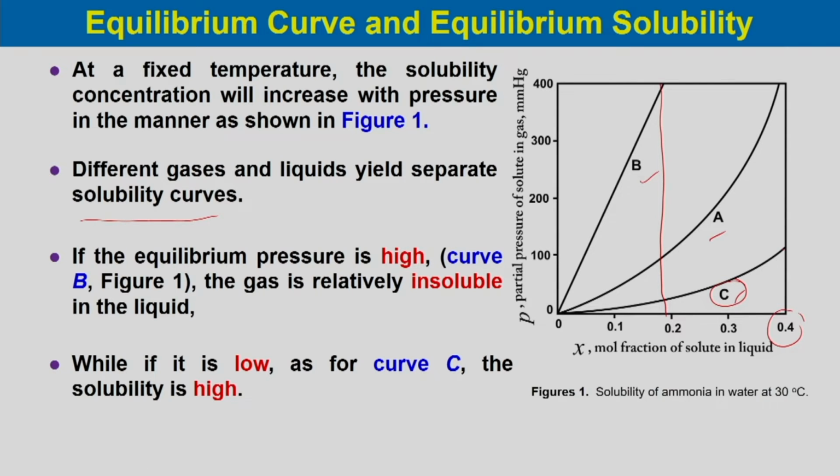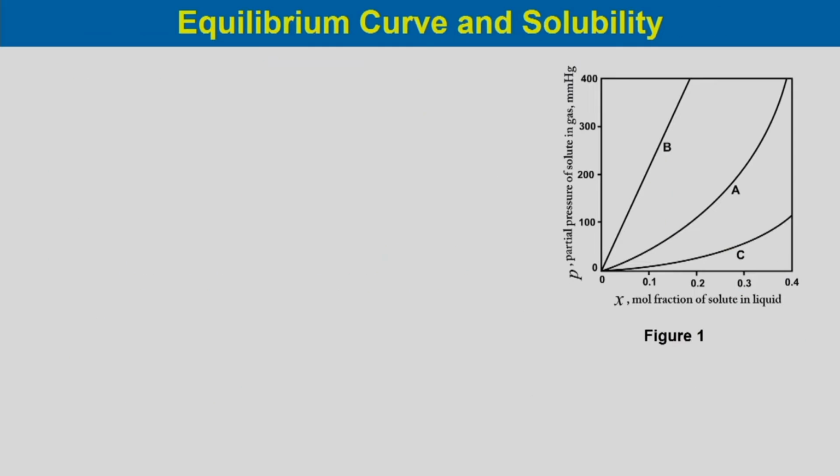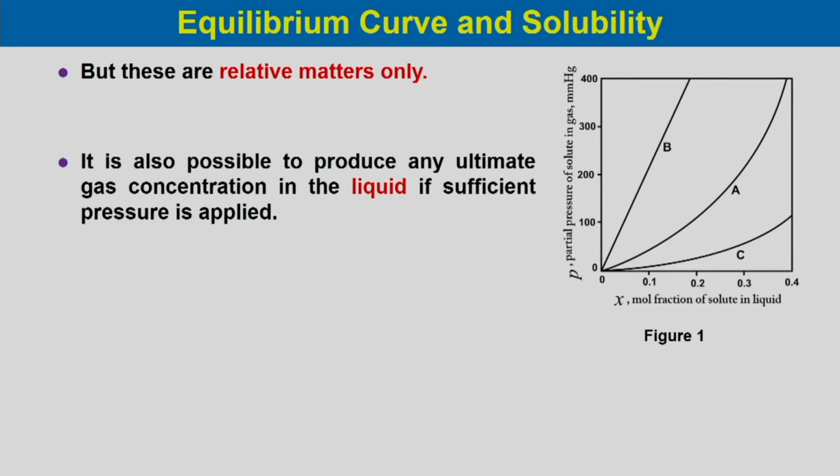So, we say that the solubility is high, but all these are relative matters only. If we can incorporate, it is possible to produce any ultimate gas concentration in the liquid if sufficient pressure is applied. So, if we keep on increasing the pressure at a particular temperature, we can make the solubility in the liquid phase any solubility we want. Okay, ultimate gas concentration we can achieve.